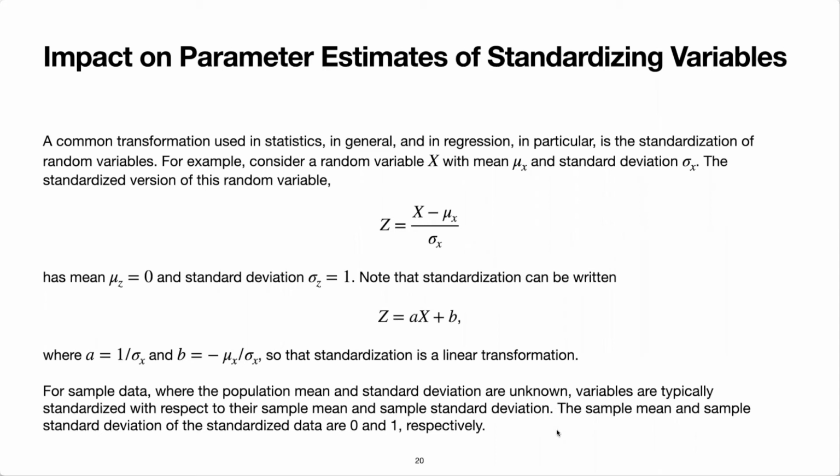Now, for sample data, where the population mean and standard deviation are unknown, variables are typically standardized with respect to their sample mean and sample standard deviation. The sample mean and the sample standard deviation of the standardized data are 0 and 1, respectively.